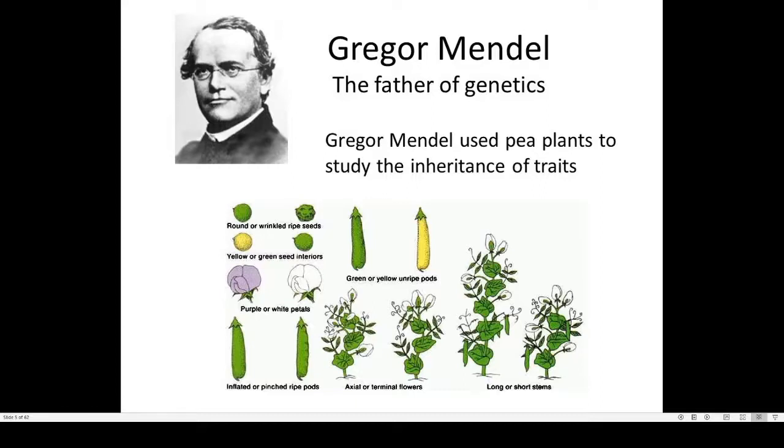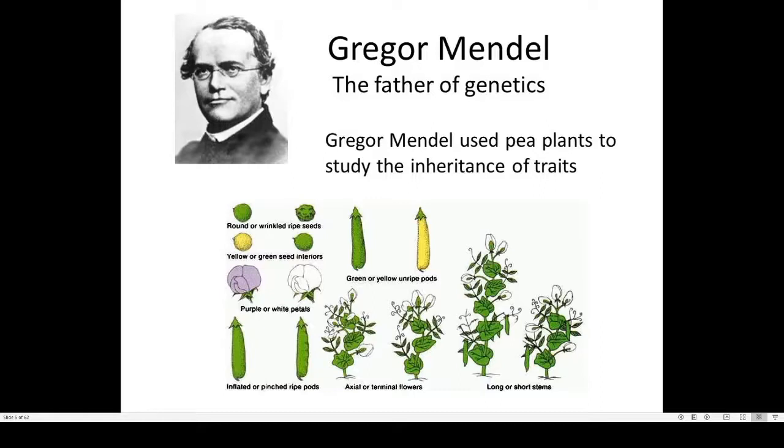So you have our seeds. You have the seeds that are either round or wrinkled ripe. You have your yellow or green seeds. You have purple or white petals, and so on. So he used the different characteristics that he saw from his samples.